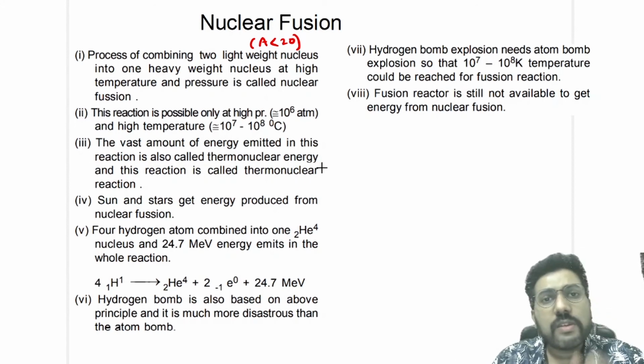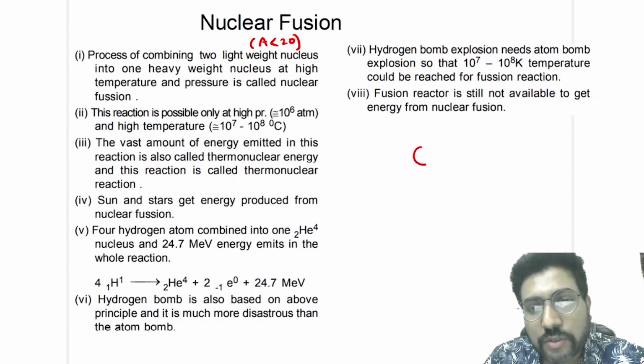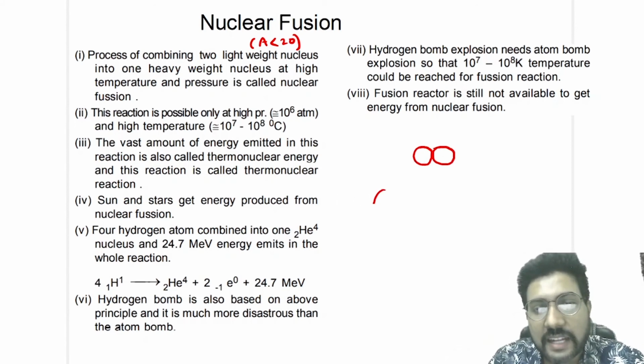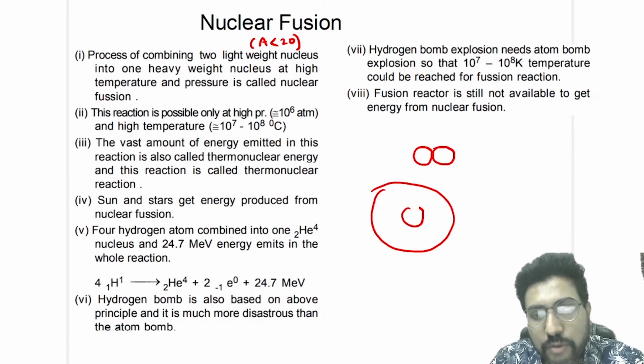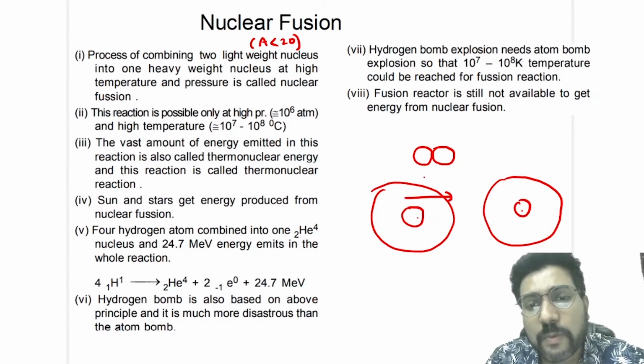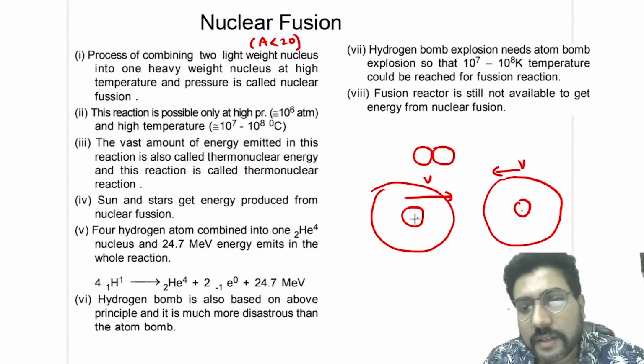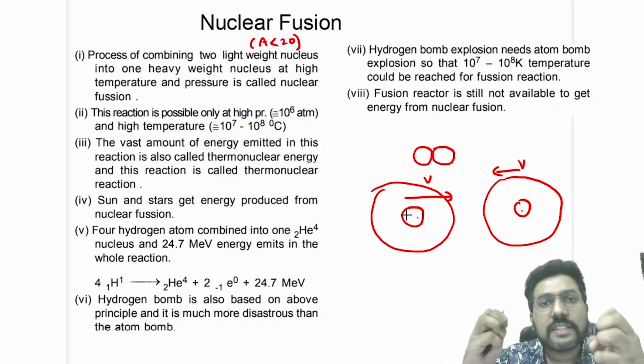Now, for nuclear fusion to occur, the two nuclei must touch each other. But you know that the nucleus is inside the atom, and inside the atom most of the space is empty. So for the two nuclei to touch each other, there has to be a very high velocity so that they can overcome the repulsion, because you know that both the nuclei are positively charged.